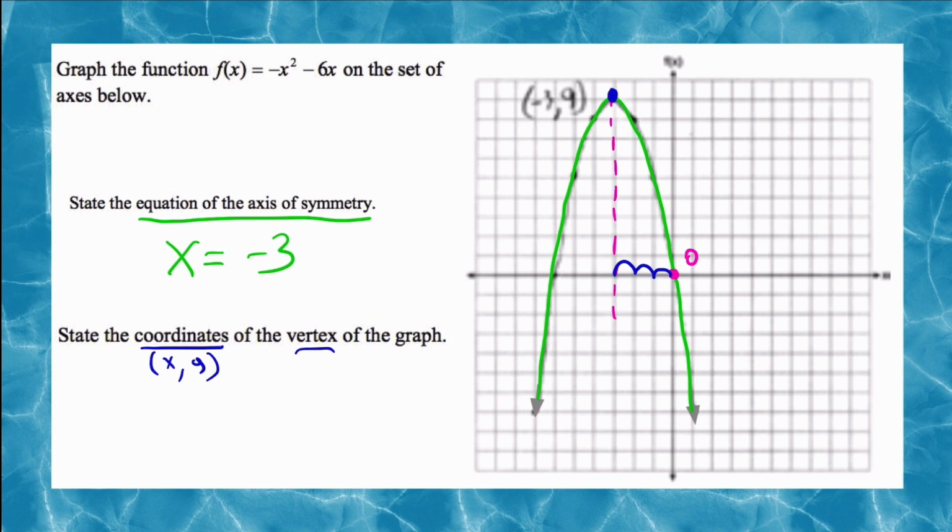State the coordinates, which again looks like x, y, of the vertex. So my vertex is right here. I already know my x value. It's the same one from the axis of symmetry. And to get my y value, I go to the y-axis and I just count 1, 2, 3, 4, 5, 6, 7, 8, 9. You might have noticed it was already faintly there for you.